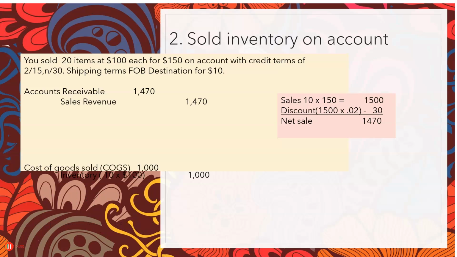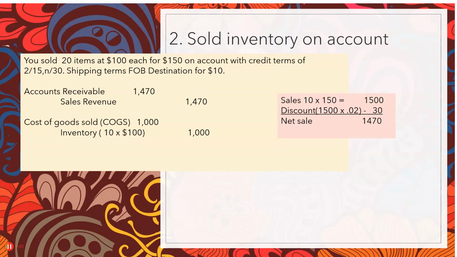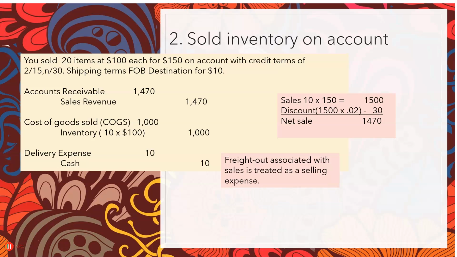But we also have to book the cost of goods sold. Now, the delivery charges are going to be treated as delivery expense. They do not go to inventory because they're treated as a selling expense. That's called freight out. So remember, freight out is associated with selling and is treated as a selling expense. It is not part of the inventory cost. Only when you buy goods is it included as part of inventory because it's the cost of obtaining that inventory.